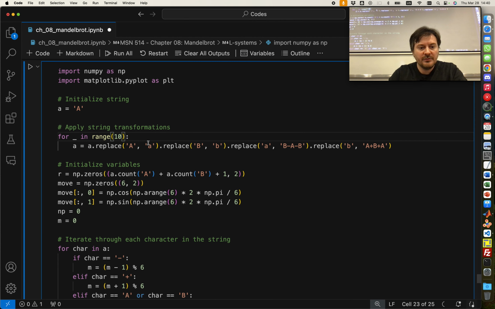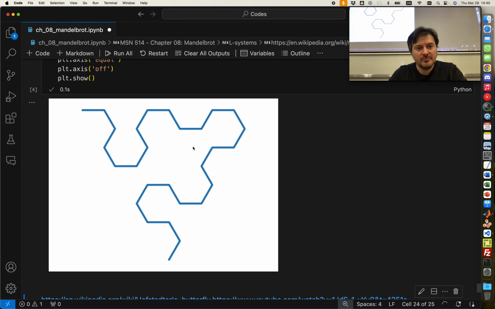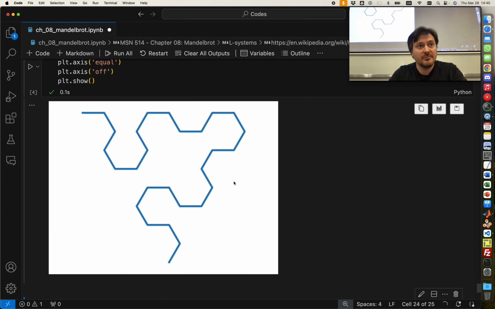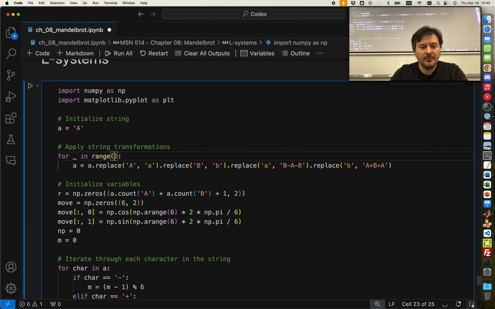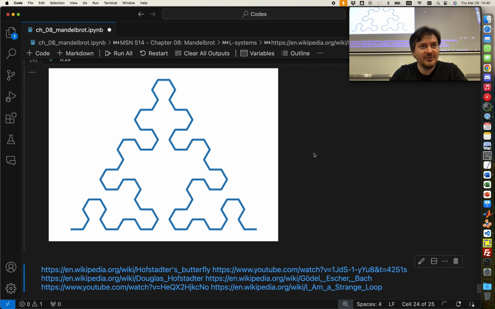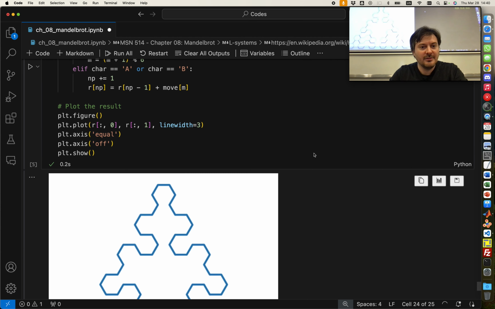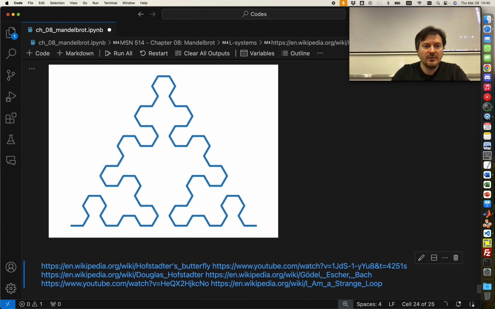So let's do it for 3 steps. This is what it is generating, okay? Let's do it for 4 steps. This is what it is generating. Do you see where it's going? Let's do it for 7.